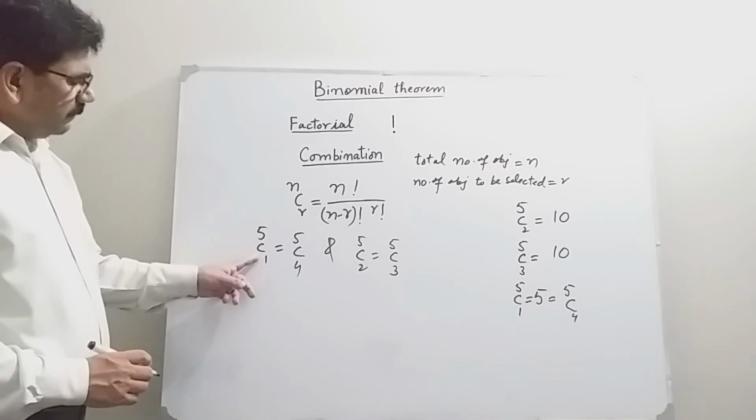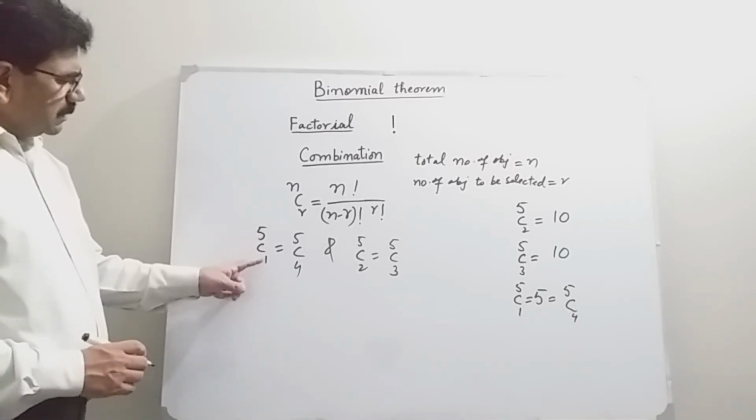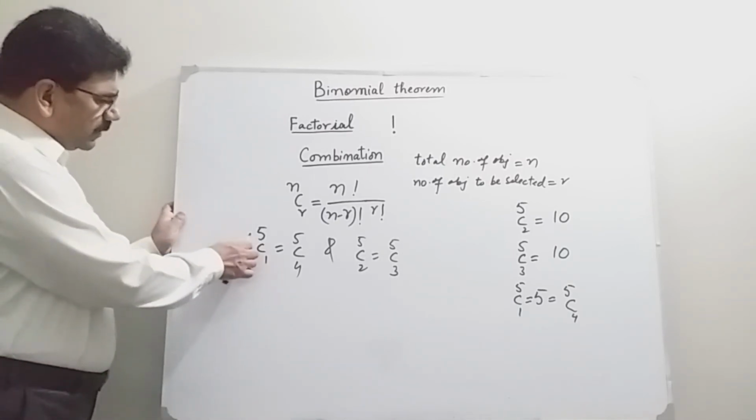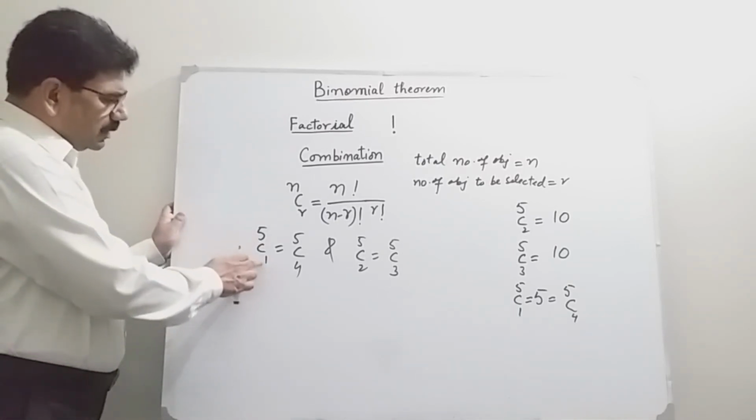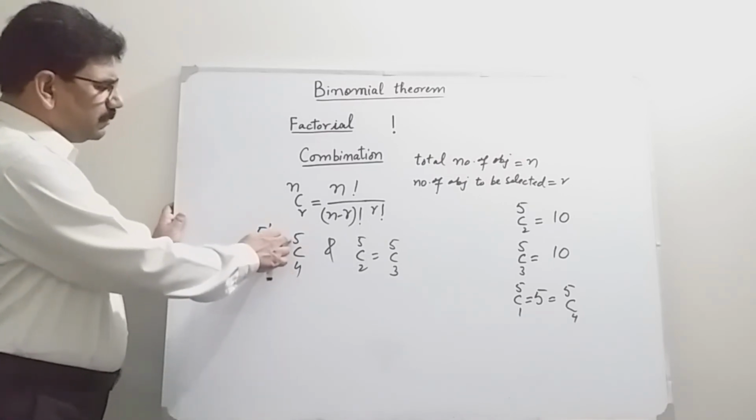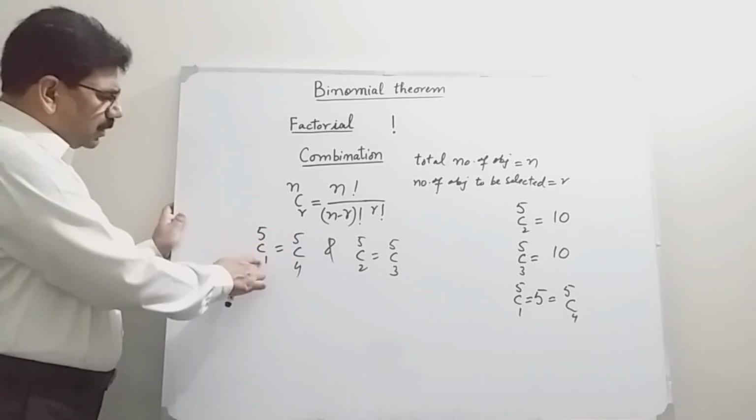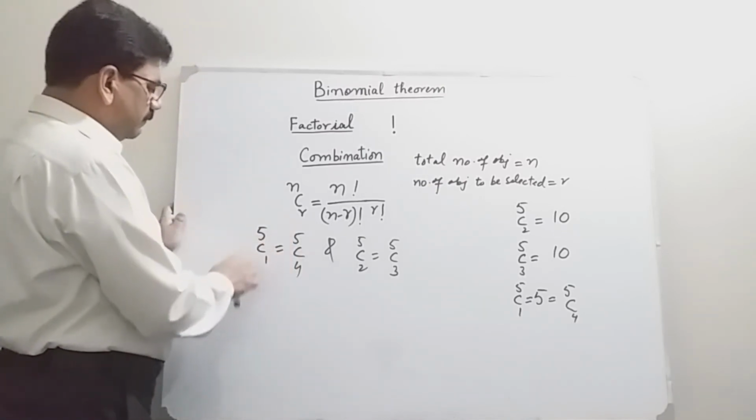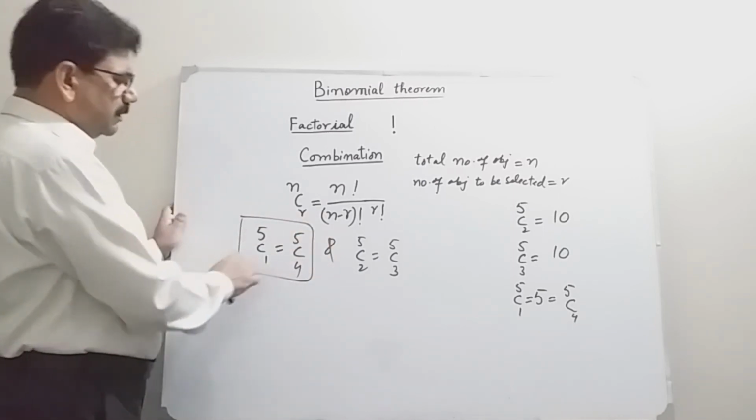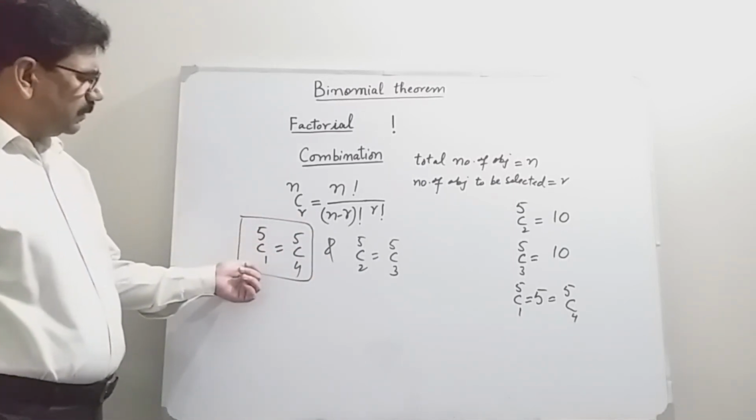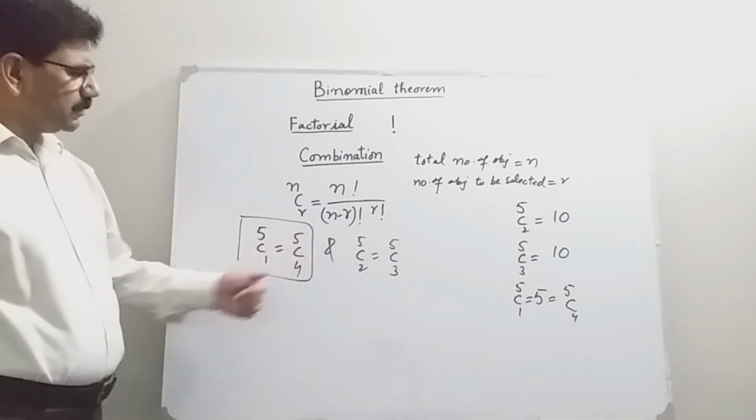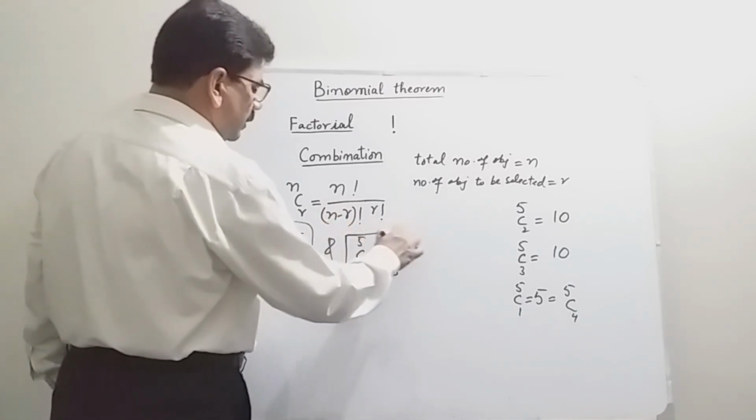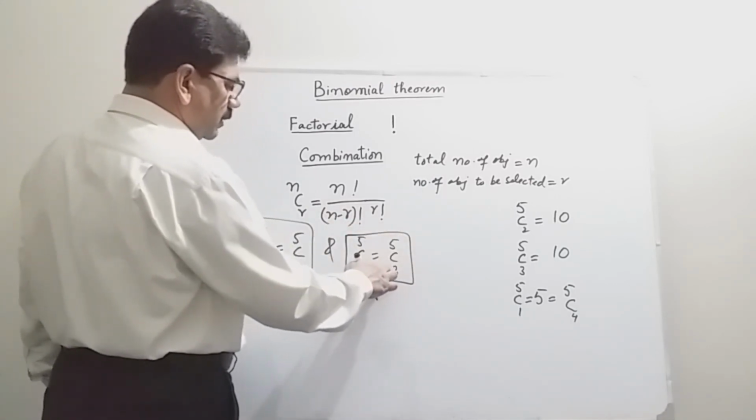Actually, 5 combination 1 represents selecting one object from 5. When we select one object from 5, it also means that we have not selected 4 objects from 5. Therefore, selecting one object from 5 or not selecting 4 objects from 5 actually means the same thing. Therefore, answer of 5 combination 1 and 5 combination 4 are equal. Similarly, the answers of 5 combination 2 and 5 combination 3 are also equal.